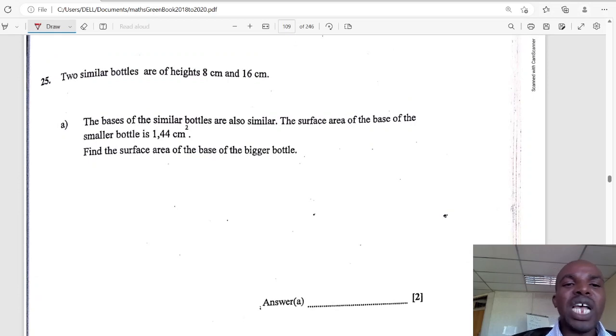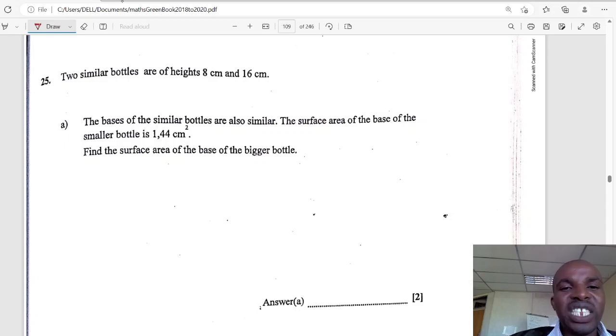Next, two similar bottles are of height 8 centimeters and 16 centimeters. The bases of the similar bottles are also similar. The surface area of the base of the small bottle is 1.44 square centimeters. Find the surface area of the base of the bigger bottle. Right? If two shapes are similar, then the ratio of their corresponding sides are the same. That's number one. Number two, the ratio of the sides squared is equal to the ratio of the areas. Number three, the ratio of the sides cubed, to the power 3, is equal to the ratio of the volumes, if you are being asked of volumes.